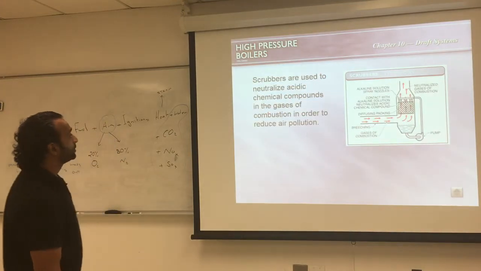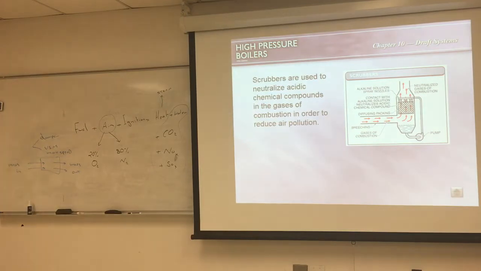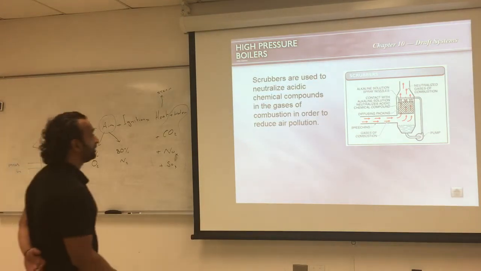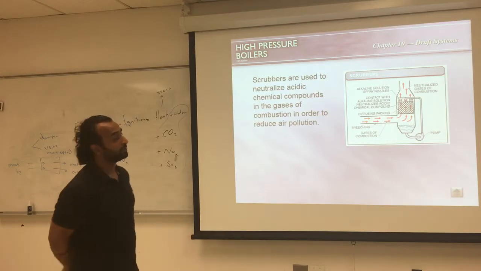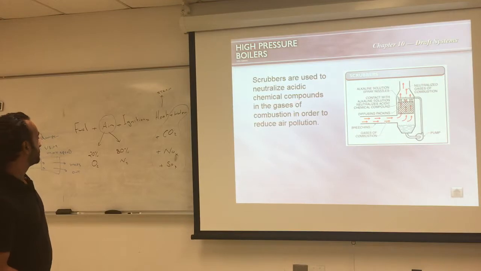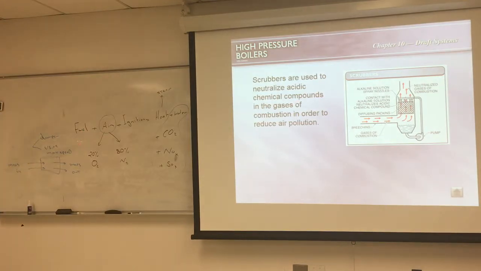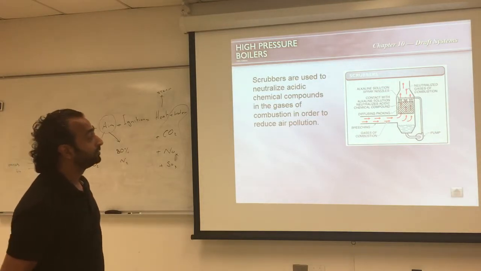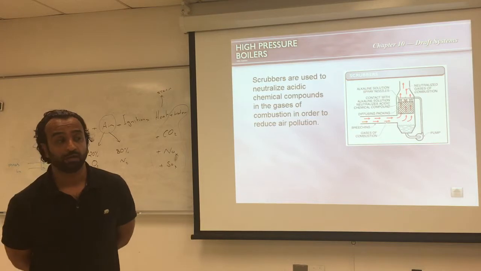Scrubbers are used to neutralize acidic chemical compounds in the gases of combustion in order to reduce air pollution, and also in water. So what are those scrubbers? What do they do? Where is the acid coming from first? The fuel has a lot of sulfur. When we burn the fuel, with the water, we'll have some dissolved nitrogen oxide and sulfur oxide. Those water and these components will produce acids. These are substances we don't want to dispense into the air or into the water.